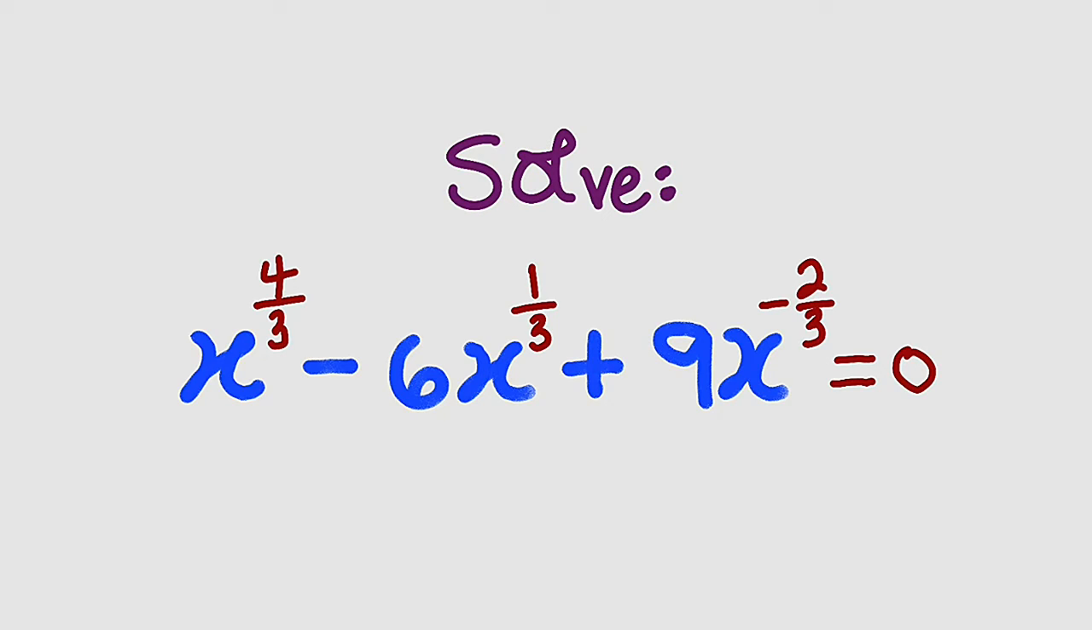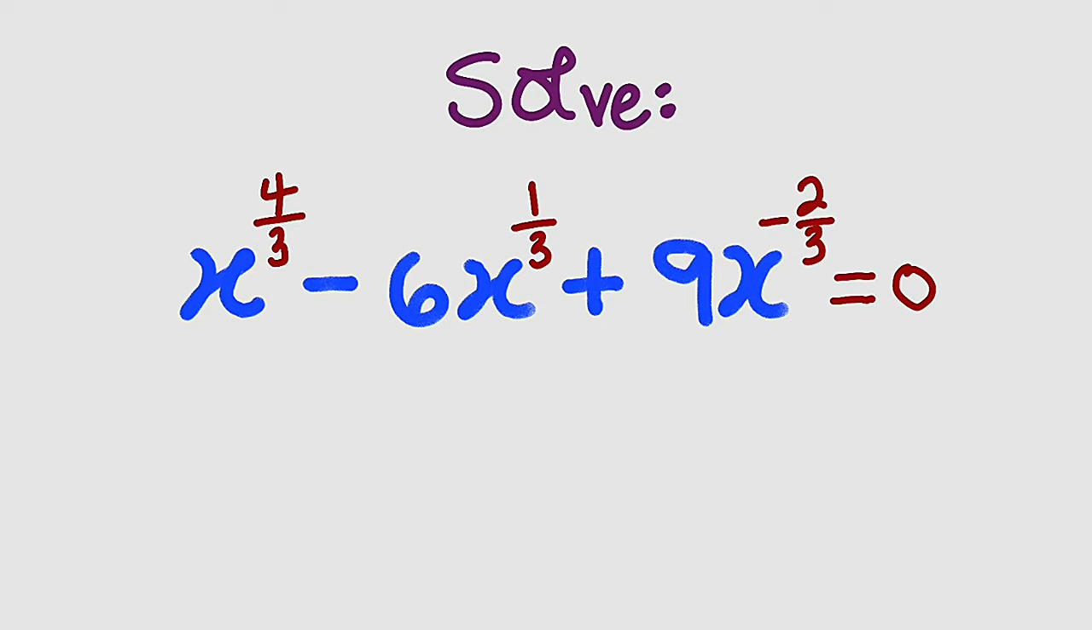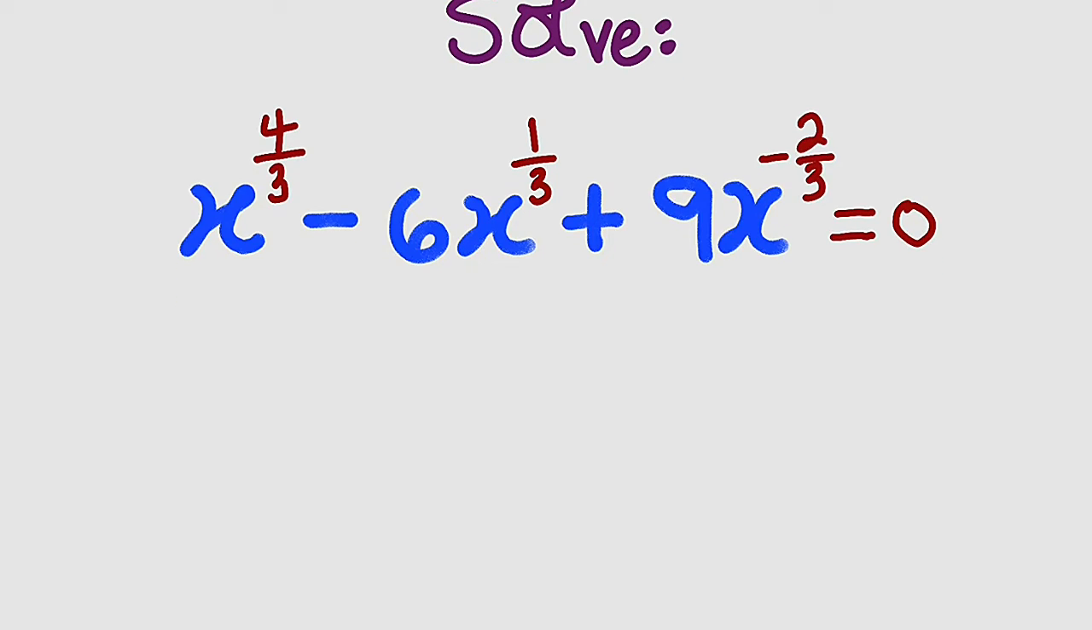Alright, let's get started. If you observe, all of these three terms contain x to a certain power, therefore we can factorize it. And it is always recommended to factor out that term with the least exponent. So negative 2 divided by 3 is the least exponent among these three exponents. So we can factor out x raised to the power of negative 2 divided by 3 outside.